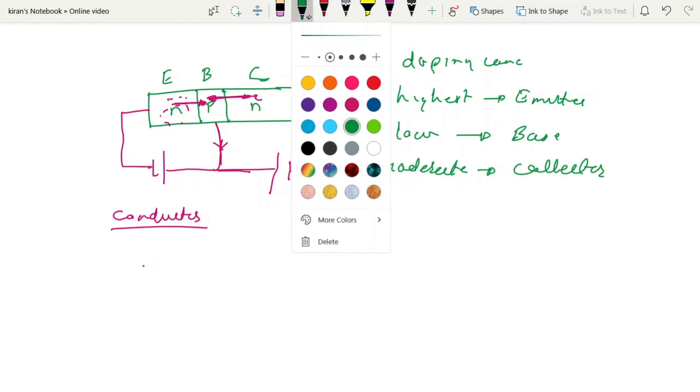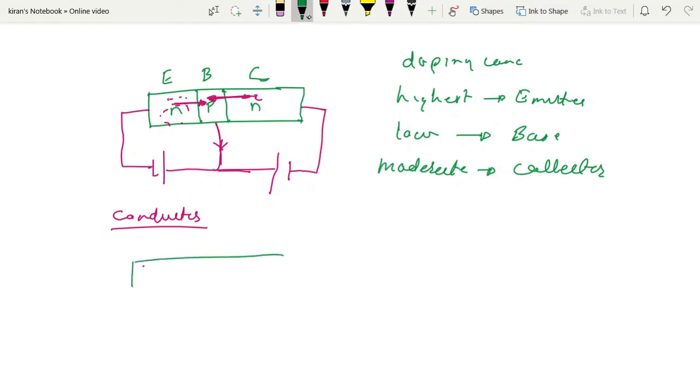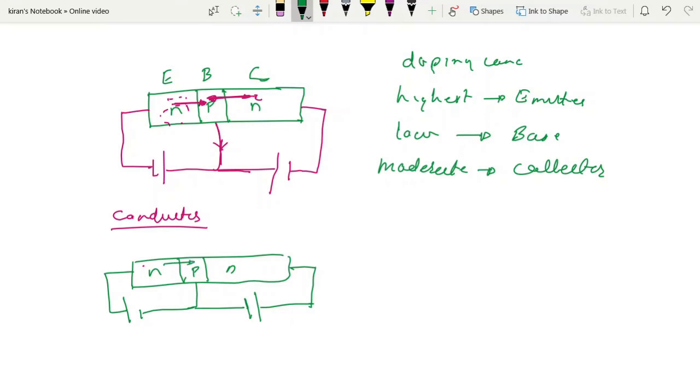So let's say I have this NPN transistor, and I have reverse biased the emitter base junction, and I have reverse biased the collector base junction as well. Now what's going to happen? There will be no flow of electrons from the emitter toward the base, and similarly there will be no flow of electrons from the collector toward the base. Right? So there will be no current flowing. And what do you call a device which does not conduct current? So this will behave as if it is an insulator.